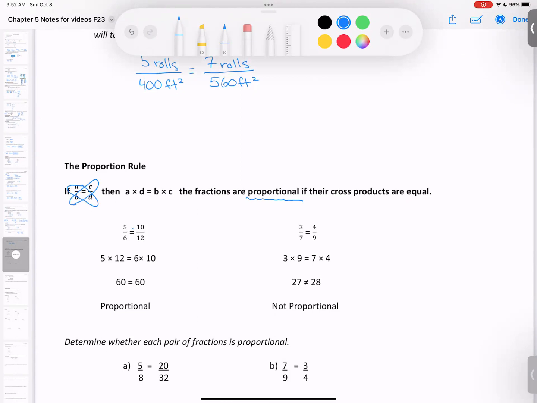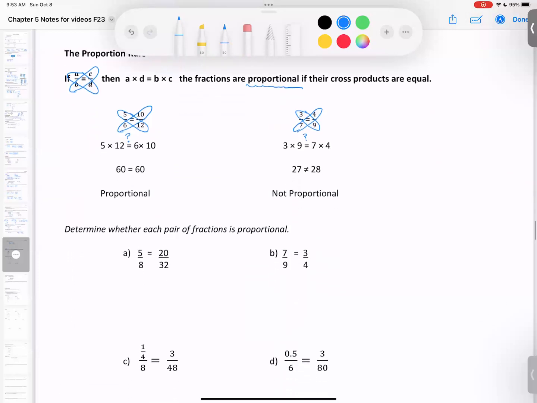So in this first example, we can do 5 times 12. And usually I do a little question mark here. I say, does that equal 6 times 10? In this case, it does. So yes, they're proportional. In this next example, we can go 3 times 9. Does that equal 7 times 4? We get 27 on one side and 28 on the other. So no, these are not proportional fractions. They're not proportional to one another.